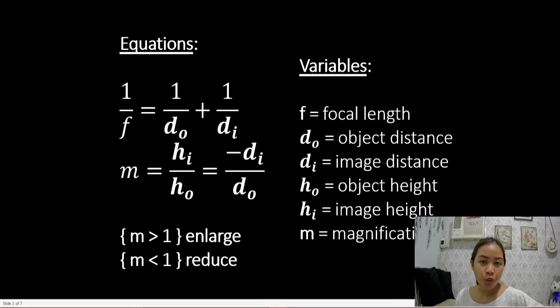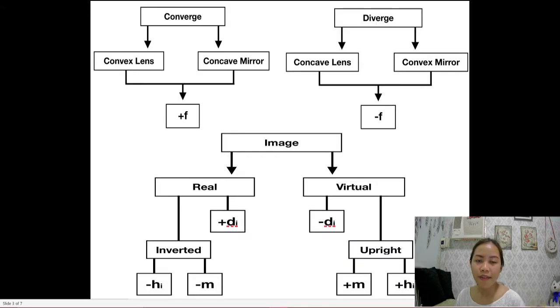Before we proceed to our problem, let us have first the graphic organizer. Please study this graphic organizer because this will greatly help you in determining the type of image that was formed by the mirror or lens, and for you to determine what lens or mirror you are going to use. Let us have the first graphic organizer on the upper left. We have convex lens and concave mirror. Always remember that convex lens and concave mirror are converging light rays.